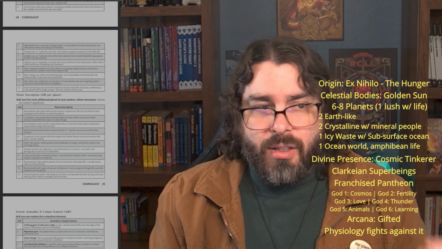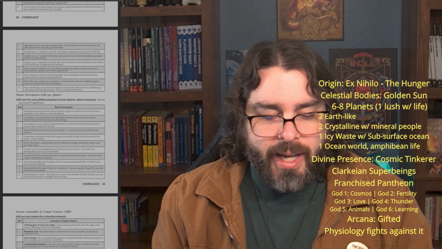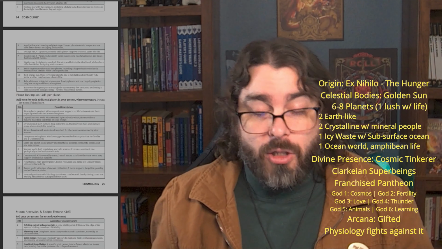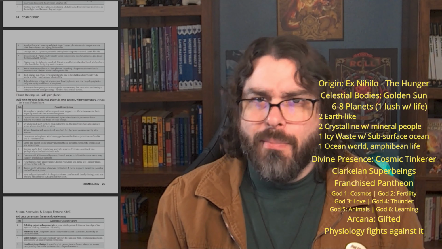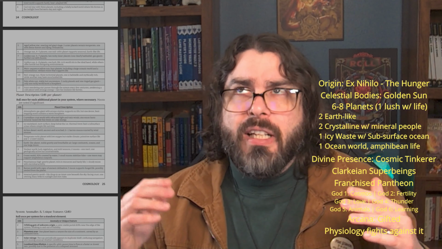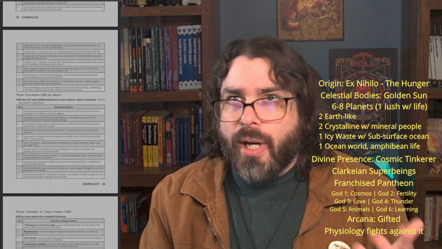Many of these planets, there are multiple ones that are like mirrors of each other. So on the one hand, we have two planets that are Earth-like with one moon, and then we have two planets that are crystalline, that have a mineral people that feed off of the solar energy. That's a really exciting concept. I wonder how that could be used.